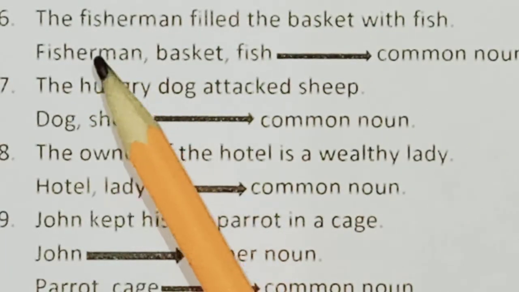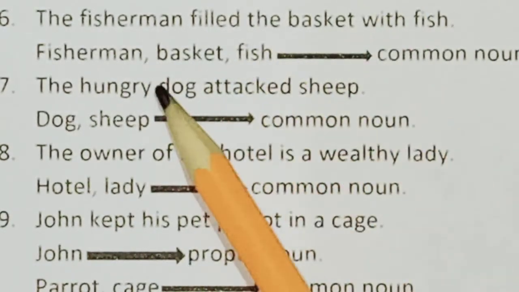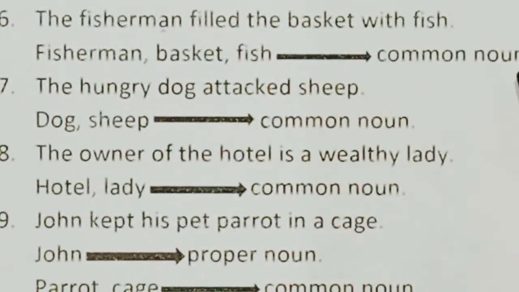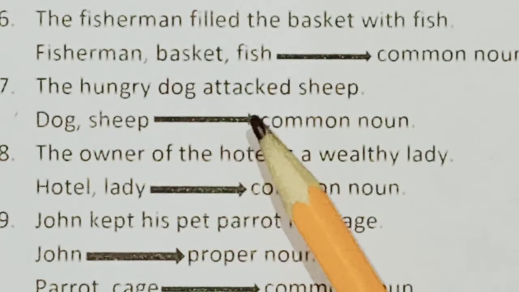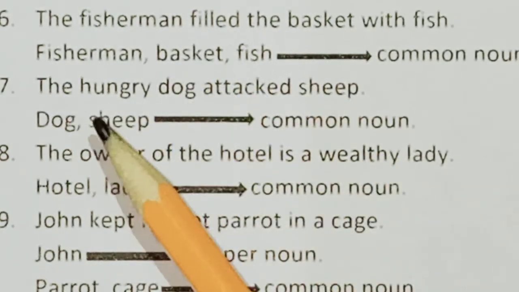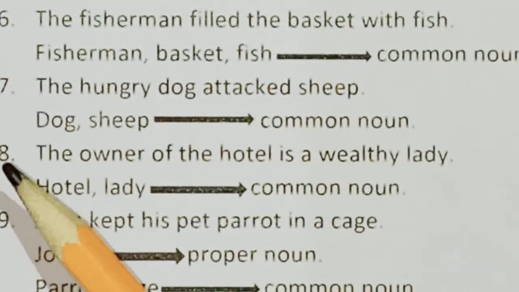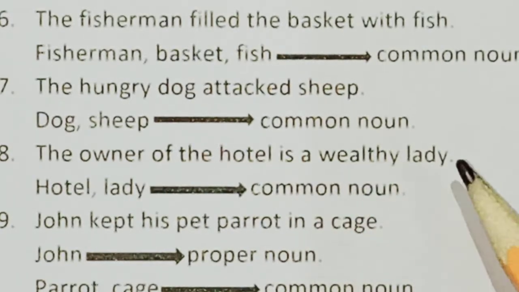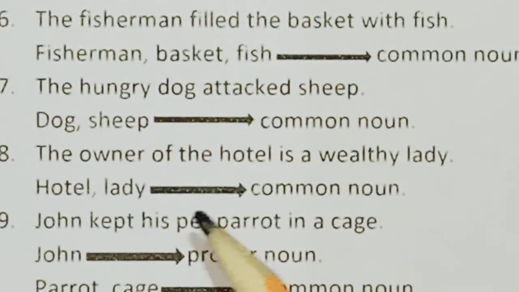The sixth sentence is, the fisherman filled the basket with fish. In this sentence, fisherman, basket, fish are common nouns. The seventh sentence is, the hungry dog attacked sheep. Dog and sheep are common nouns. In the eighth sentence, the owner of the hotel is a wealthy lady. Hotel and lady are common nouns.